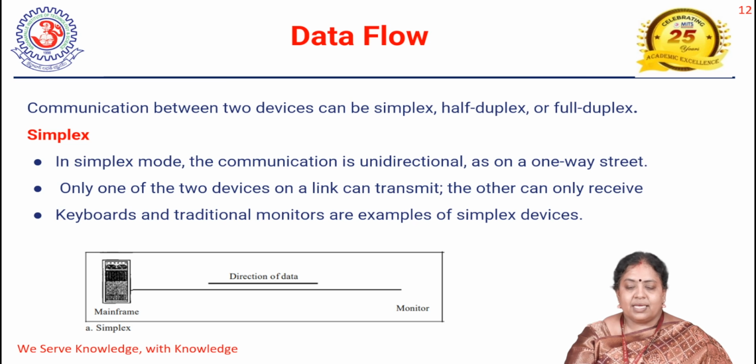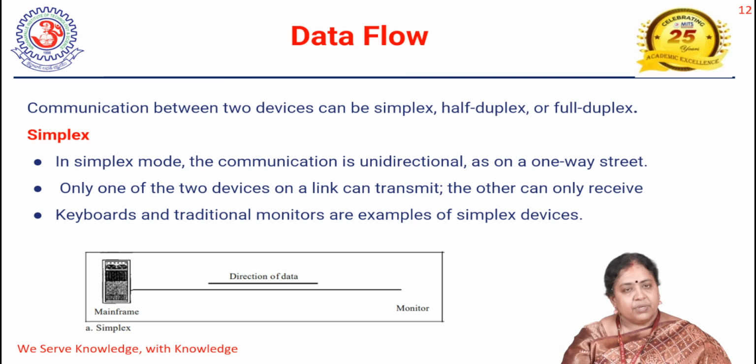What are the examples? Monitors and keyboards are simplex devices. From the keyboard we are entering the data, and we are not receiving data from the system. For example, keyboard is one device and system is another device. The keyboard sends the data, the system receives the data. And what about the monitor? The system gives the data and the monitor receives the data, so we view the data on the monitor.